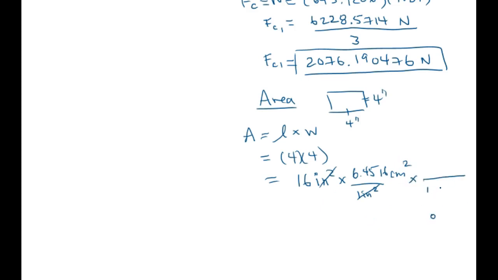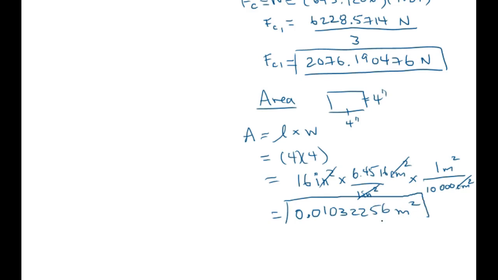So we know that there's 10,000 centimeters squared in every 1 meter squared. So again, that's a division by 10,000. So 16 times 6.4516 divided by 10,000. And I end up getting, for an area of one of the columns, surface area, 0.0103226 meters squared. So we have our surface area. We have our force in one column, so now we can just do the division of those two things.